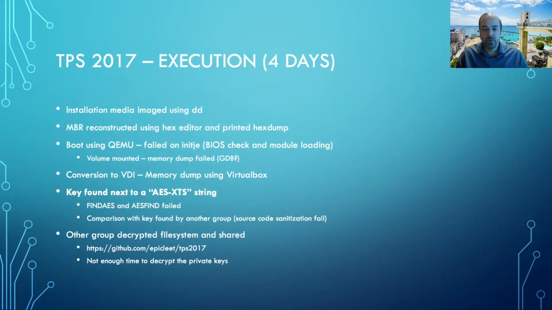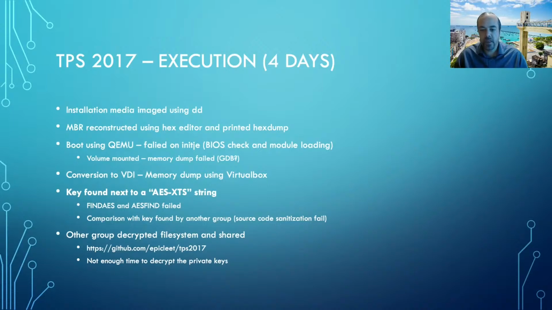We were able to boot it with QEMU, and it failed when it was loading the initial process from the Linux operating system. But at this point, the volume that was encrypted was mounted, so the key was in memory. But we weren't able to dump the memory, something related to GDB and QEMU running on Windows. So we had to convert the image to VDI and use VirtualBox, and this worked. So we were able to get the memory.